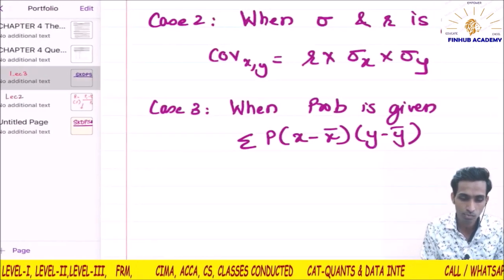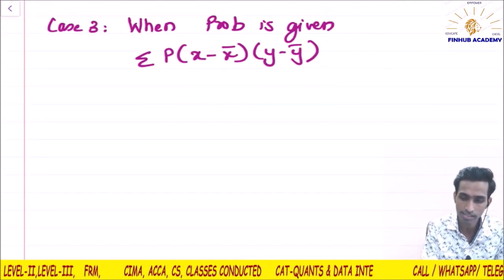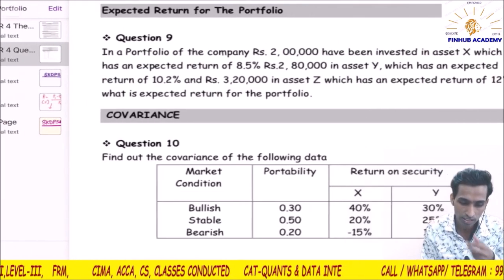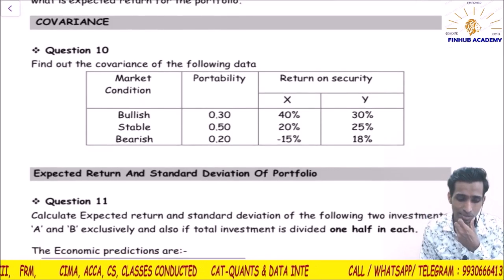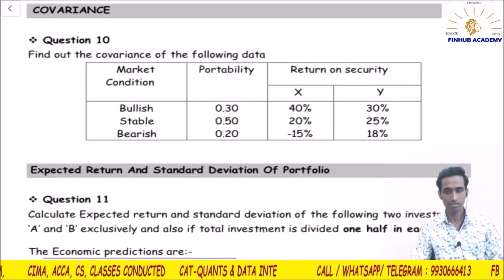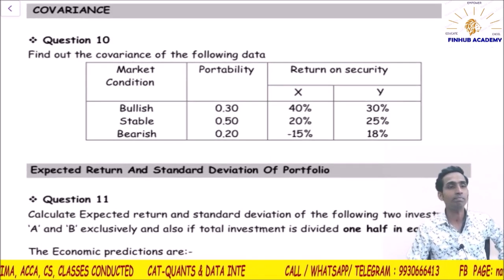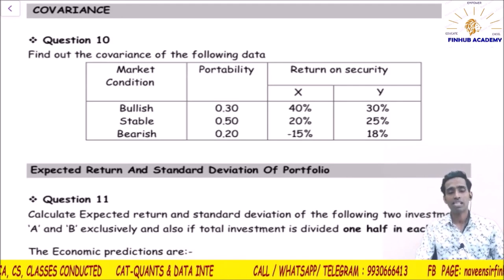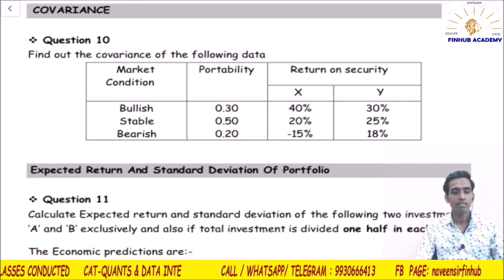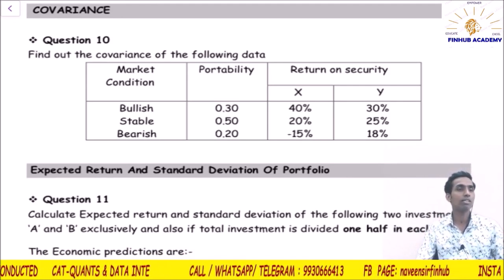Okay, so let's move to the next question. Question 9 is done. Let's calculate question number 10. Find out the covariance of the following data.